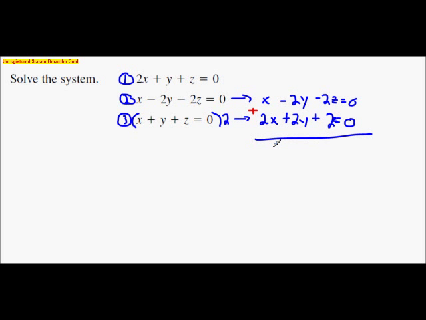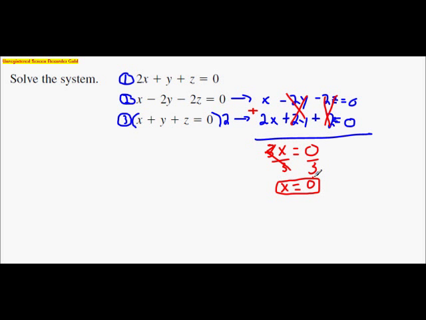So 2x plus 1x is 3x. Negative 2y plus 2y, those go away. Negative 2z and positive z also go away, and I'm left with 0. It's always a good thing when variables cancel, because it saves you time. So I solve this by dividing by 3 on both sides, and x is equal to 0. So I got one of my solutions: x is equal to 0.